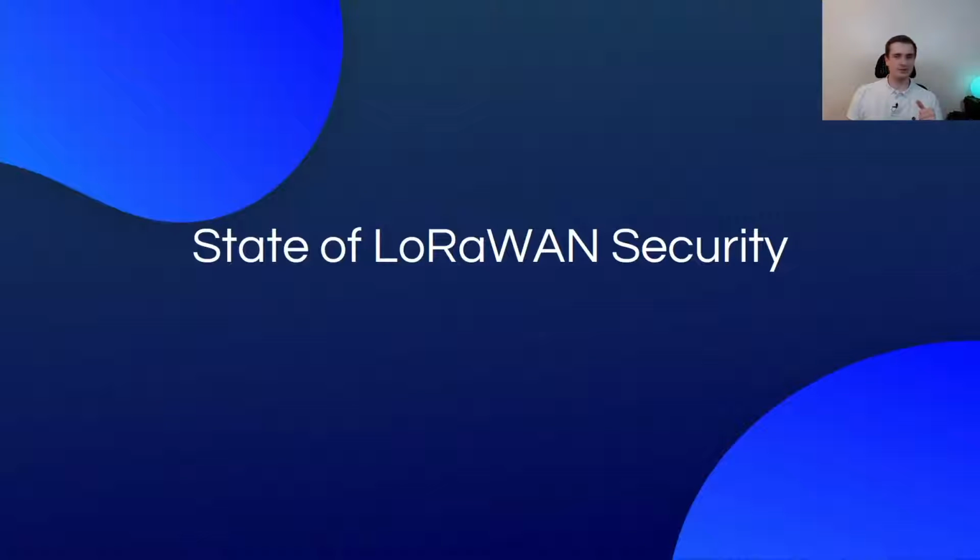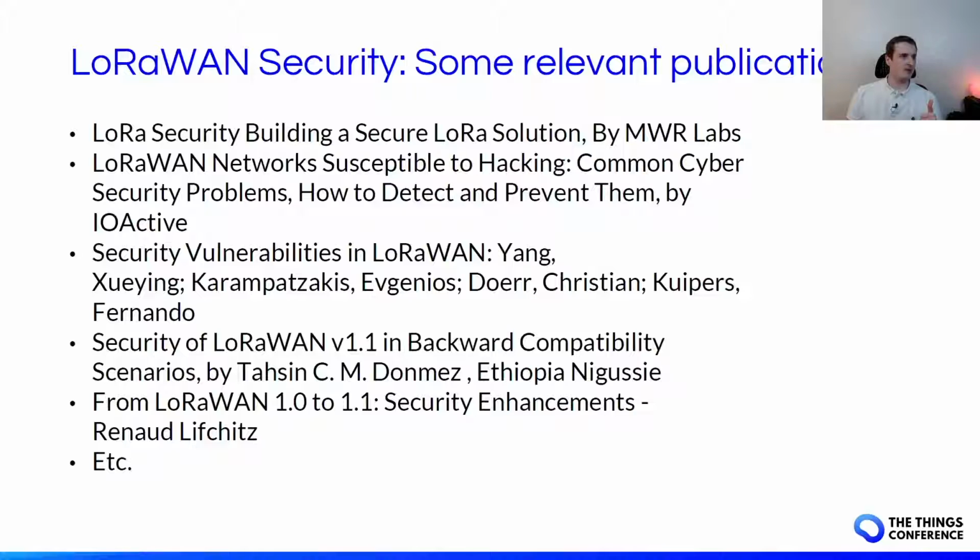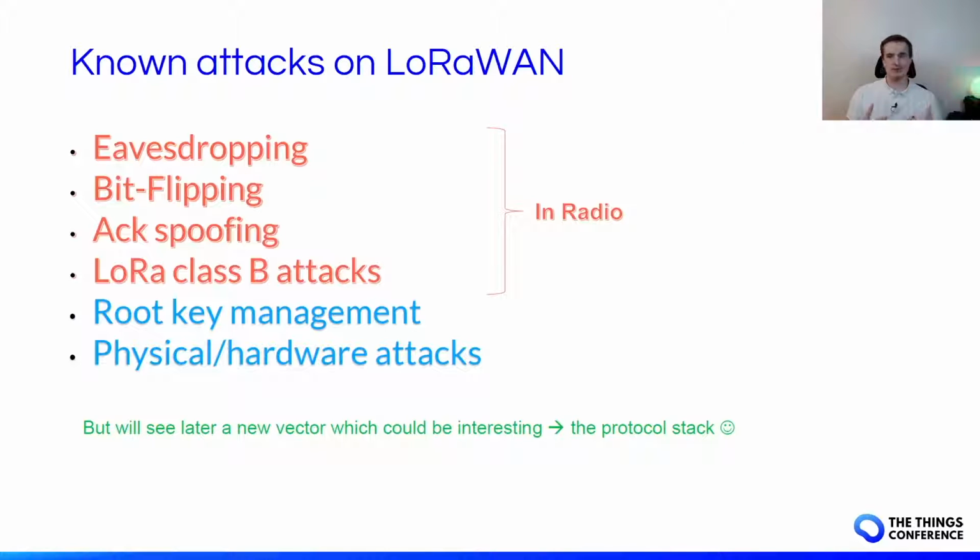So let's also see the state of the security of LoRaWAN now. Here are some relevant publications that were made before this presentation, and they were mostly focused on the encryption side. You could see some known attacks that can be done on LoRaWAN, like eavesdropping, bit flipping, ACK spoofing, LoRa class B attacks, etc. This includes root key management for exposed endpoints, and also physical hardware attacks, for example, if you have an exposed end node that you can find in the wild, by dumping the keys, etc.